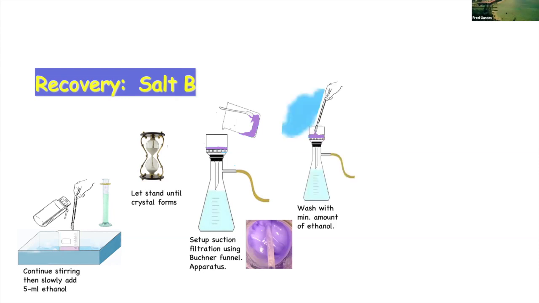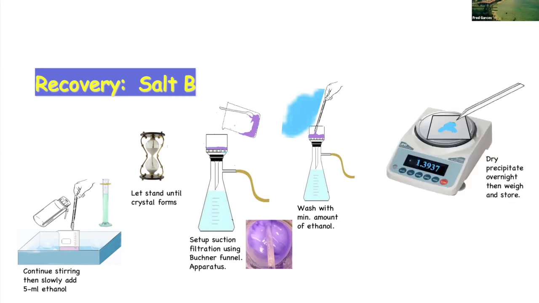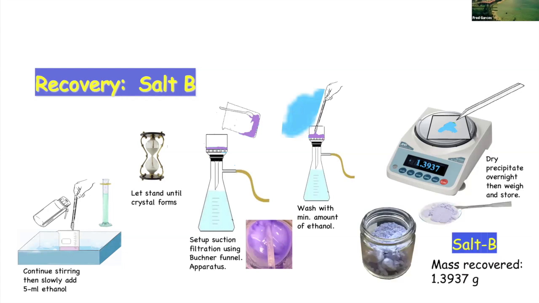And then I would go ahead and, I don't know what happened there. There's a blur there that shouldn't be there. But I collect it in my vacuum filtration. I go ahead and dry it overnight and then I weigh it when I come back the next period. And in this particular case, I recovered 1.3937 grams of my salt B. And this is what it looks like when I collect enough.